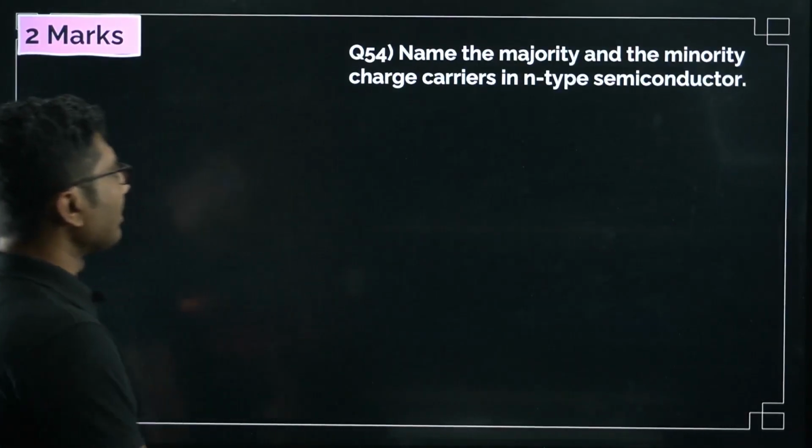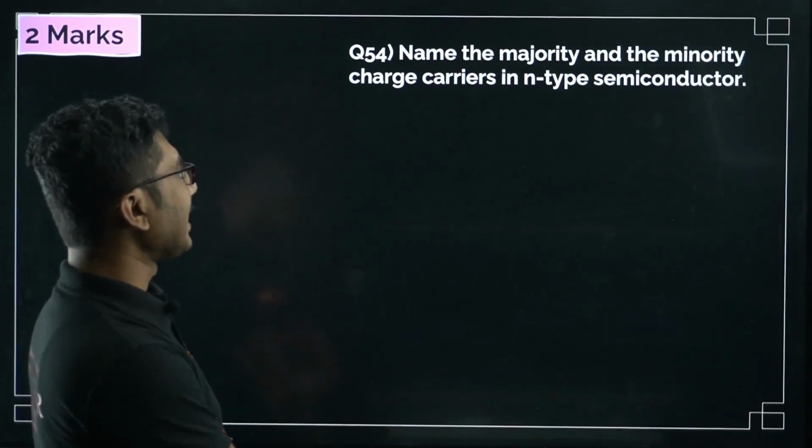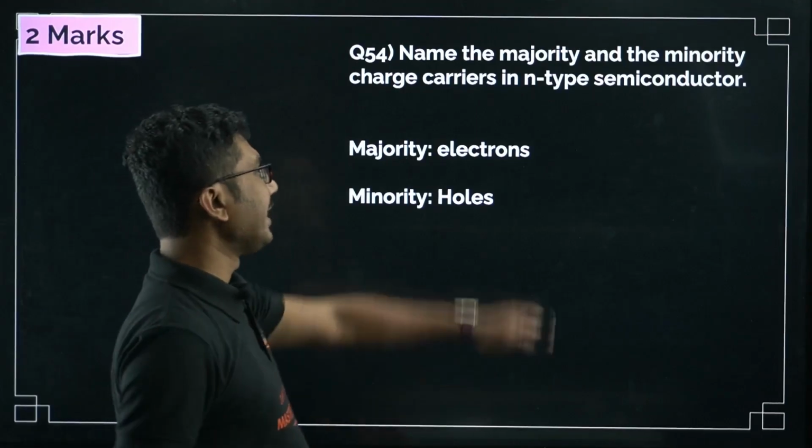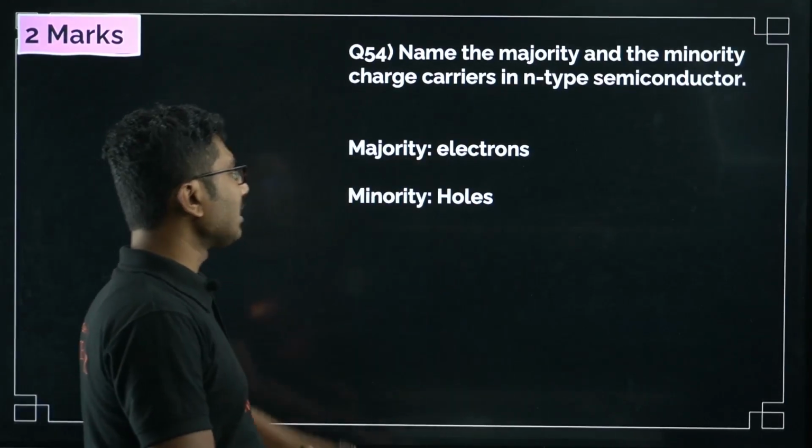Name the majority and the minority charge carriers in an n-type semiconductor. So the majority charge carriers are electrons, the minority are holes. N-type semiconductor means negative type, so obviously electrons.